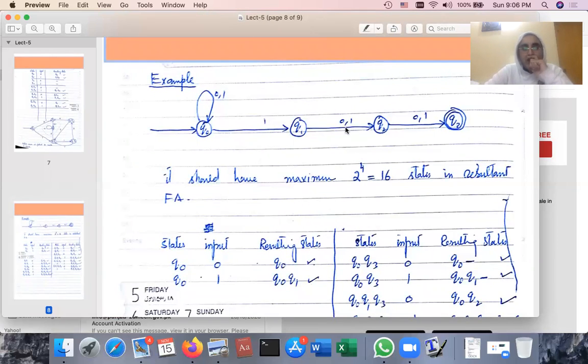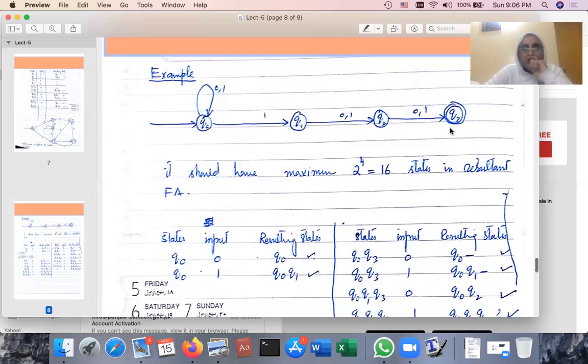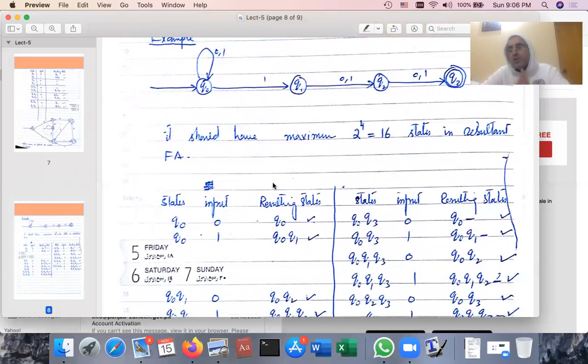So this is now the NFA. It should have a maximum of how many states? 2 raised to the power of 4 states, 2 to the 4, which is 16 states in the resultant FA. So this is also a formula you can use to understand the maximum number of states in the resultant FA.